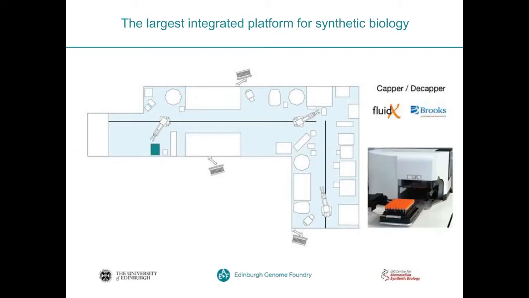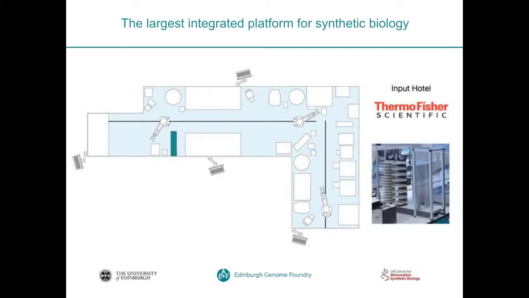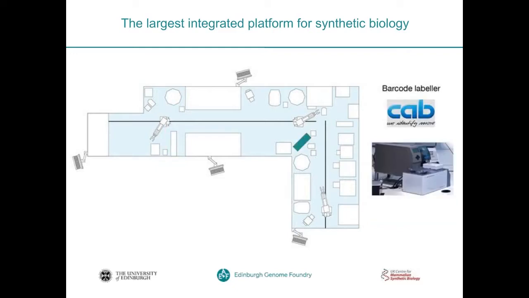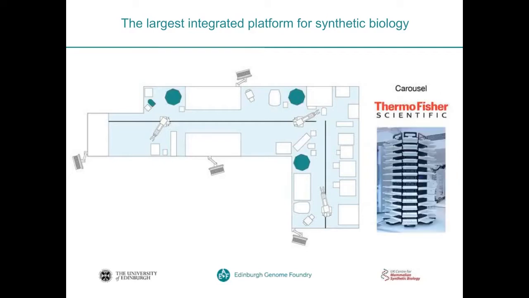We also have cold storage. These are cryovials, essentially individually barcoded freezer tubes in which we store the bacterial stocks in our -80 long-term storage. And this machine, this Fluidx decapper, is part of our automated solution for moving and adding the lids. We also have a flexible input hotel, which allows us to put any kind of consumable into the system while it is in operation. And we also have a barcode labeler, which allows us to barcode and therefore track all of the consumables we have on the platform.